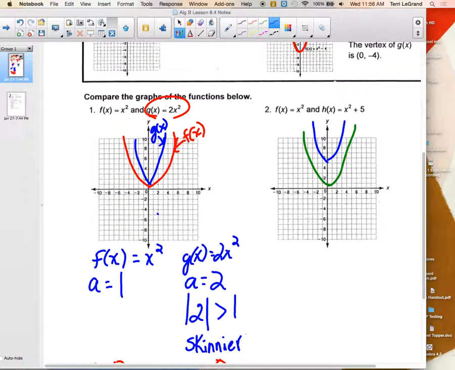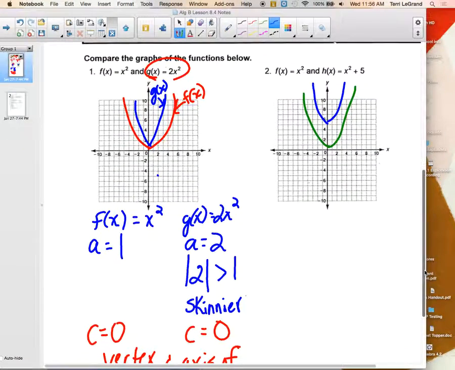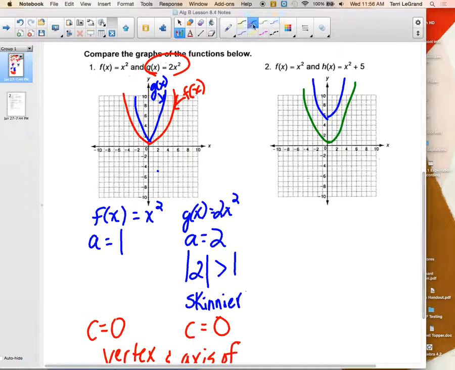Okay, and then we're going to do the same thing that we did before over here. We said f of x equals x squared. What's its a value? g of x equals x squared plus 5. What's its a value? 1. So for the parent function, it's 1. What is it for the transform function? 1. It's also 1. So what would we say about their width? Same width, right? Okay.